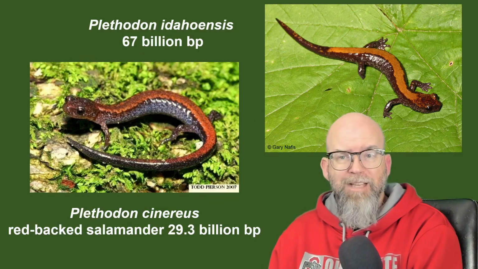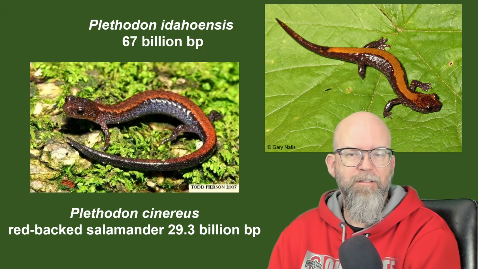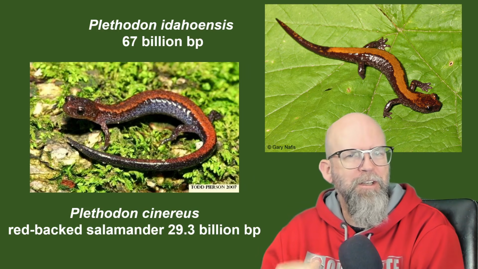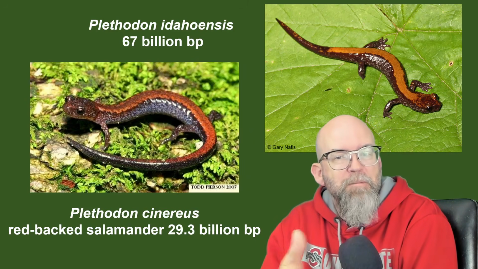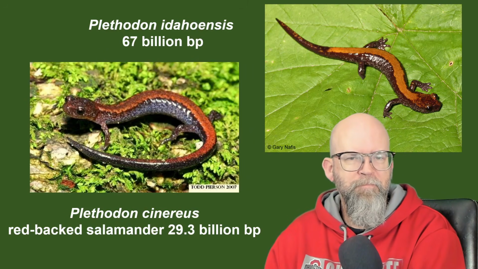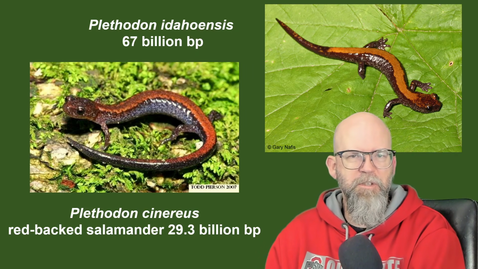Oh, that's 30 times your size. Oh, sorry, this one's only 20 times your size. Just a mere 20 times the size of your genome. Every single one of its cells has 20 times more DNA than your cells to have it in. But now look at the redback salamander, a paltry 29.3 billion base pairs. That's nothing. It's only 7 times the size of your genome.